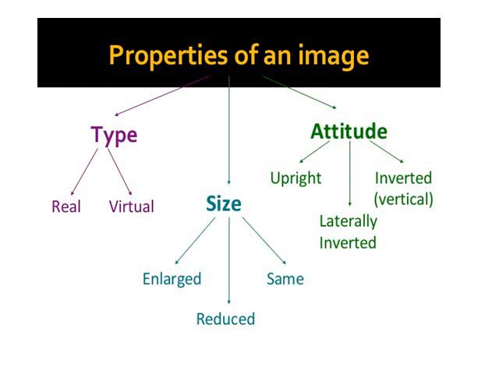So what are the properties of those images? They can be classified into three types. What is the type of image? The type of image formed may be a real image or a virtual image. What is a real image and what is a virtual image? Real images are the ones where you can capture them on a screen.